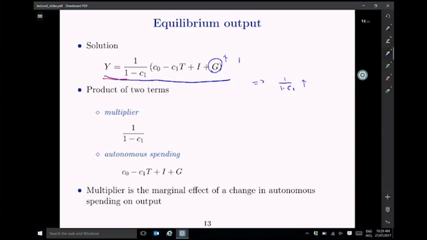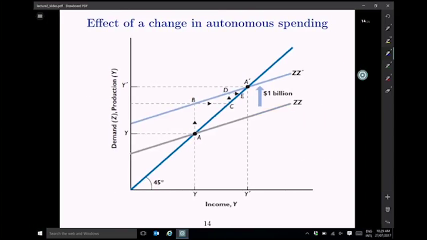So what's the intuition? Well, this is a good way to illustrate what's going on here. Graphically, this Z gives us the aggregate demand. And if there's a 1 unit increase in government spending, where does government spending enter into the aggregate demand?